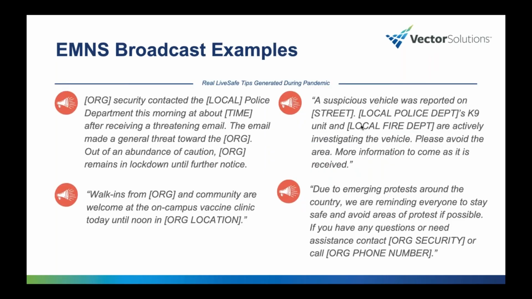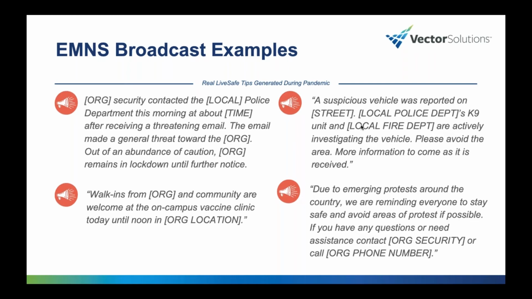And to give a little bit more insight here, here's an example of some broadcast messages that LiveSafe has been used for in the past year. So this first one is instituting a lockdown in response to a threatening email. The next one is advising employees of a vaccine clinic on location. The third is a suspicious vehicle near an organization's offices and advising employees that more information will be released soon. And the last is reminding employees to stay safe during protest activity and providing them with contact information should they have any questions.